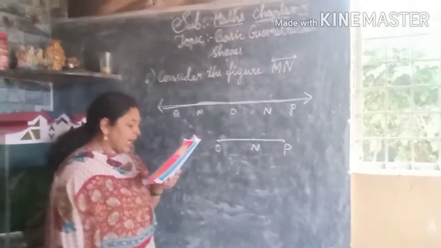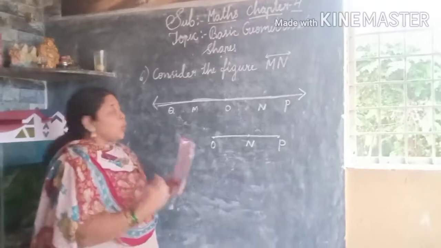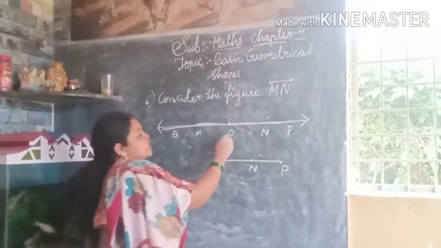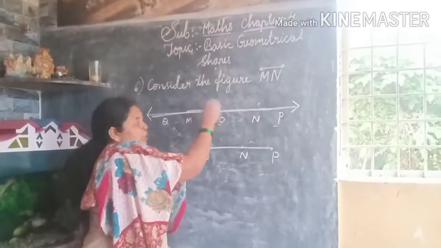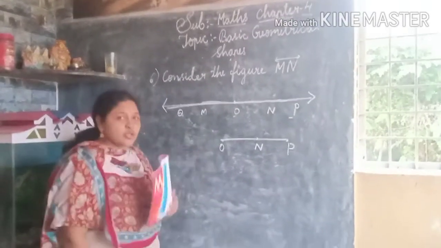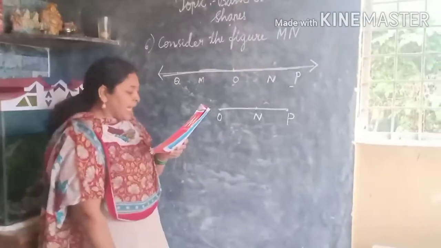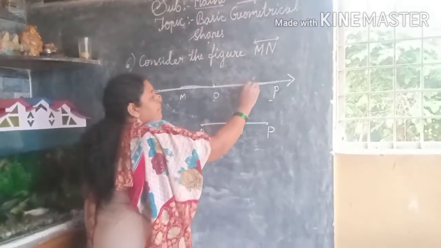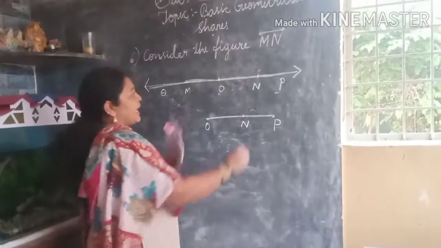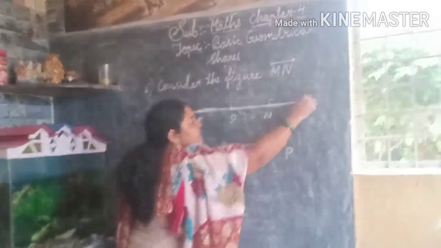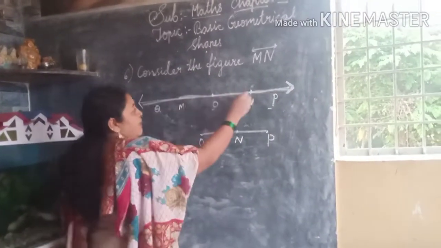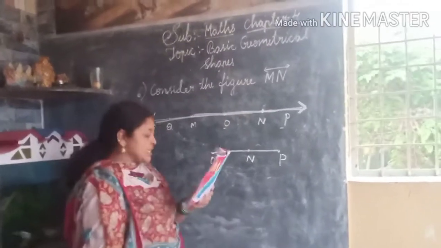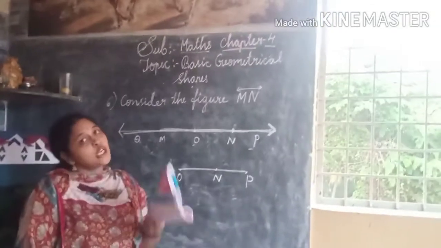O is not an initial point of OP. The name itself says it is OP, so this should be the initial point, isn't it? So again that statement is also false. N is the initial point of NP and NM. N is the initial point for NP. If you say NM towards M also, it is the initial point. Is it the initial point? So the last one is true.